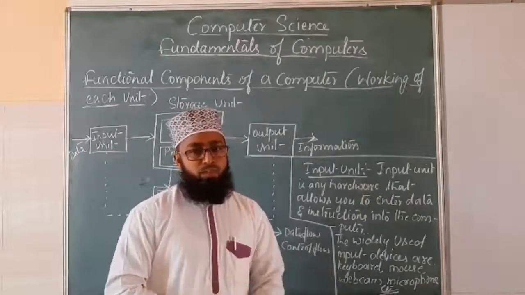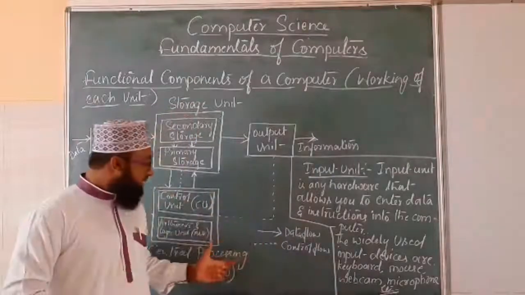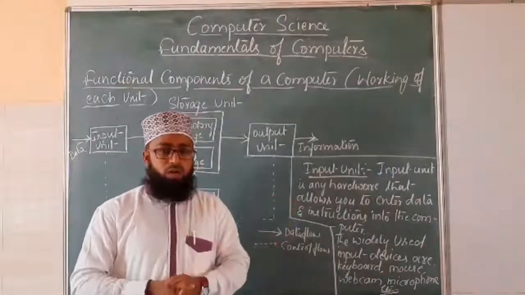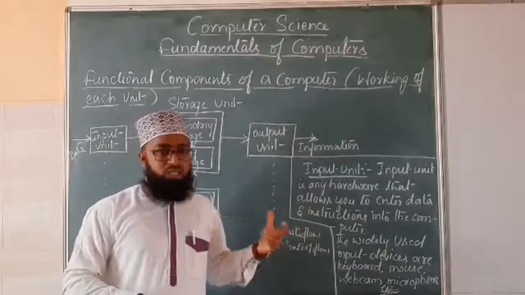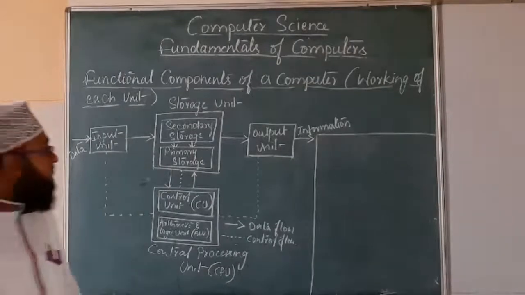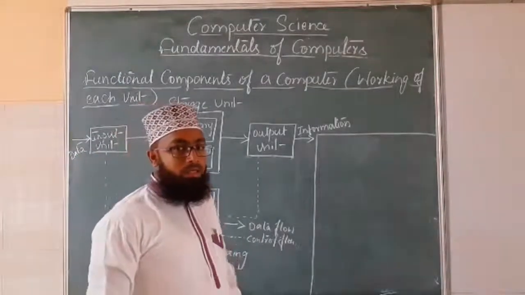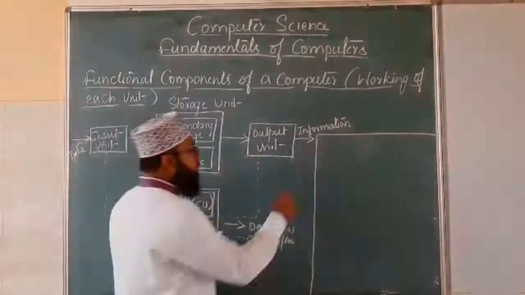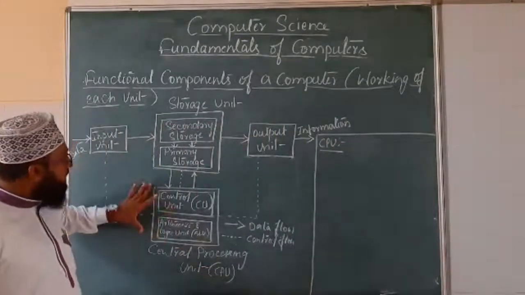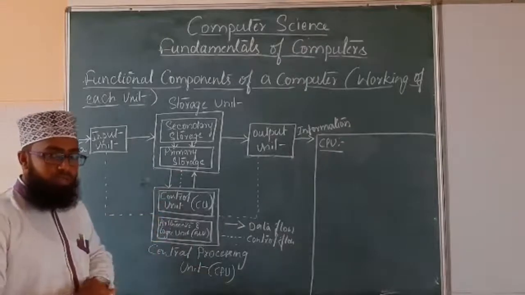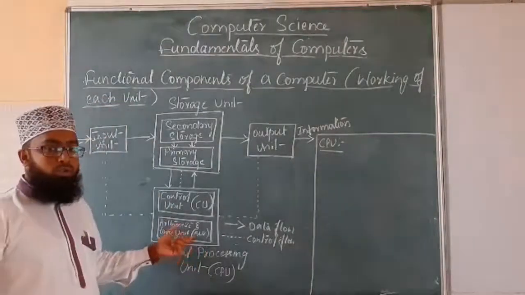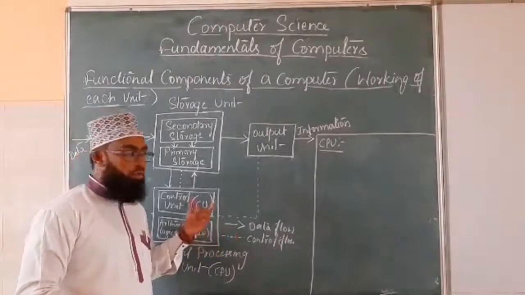Now, after the input unit, we are going to discuss the central processing unit. This is the CPU of a computer. We have discussed the input unit, and now we are going to discuss the CPU, that is, the central processing unit. The control unit and the arithmetic and logic unit are present inside the central processing unit, and also some registers which are temporary storage devices.